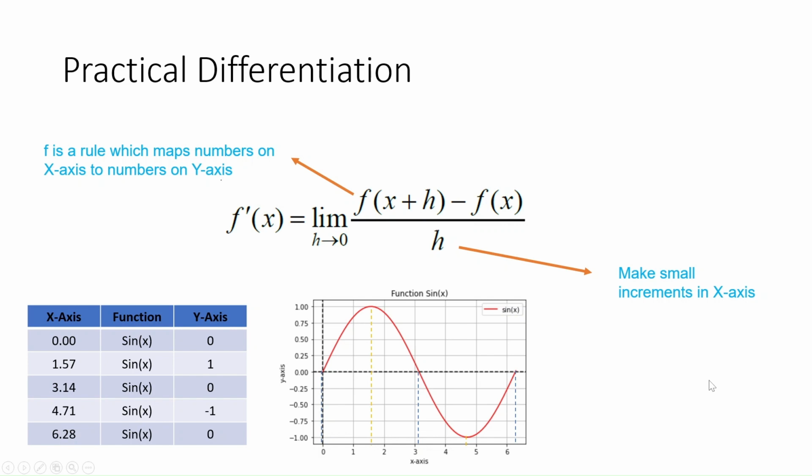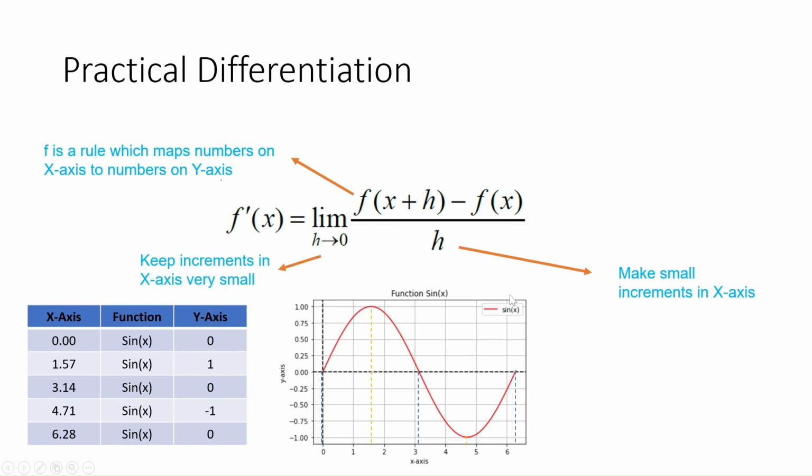This denominator is conveying that the increment in your x-axis has to be a small step. Like in this case, we are starting from 0 and then jumping to 1.57. So this h is nothing but 1.57. And the next step is also like this. When we subtract 1.57 from 3.14, we again get 1.57. So h is just a small increment in the x-axis, and we have to keep on incrementing the x-axis like this and form the denominator part of this equation.